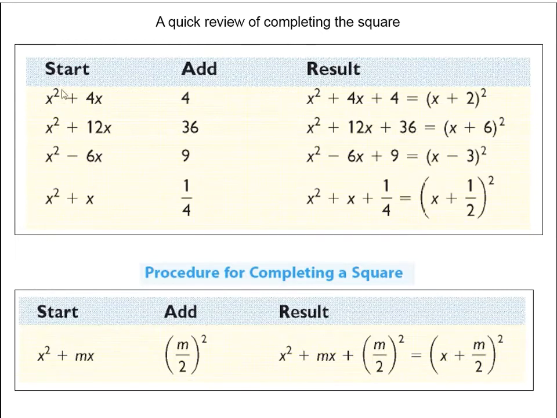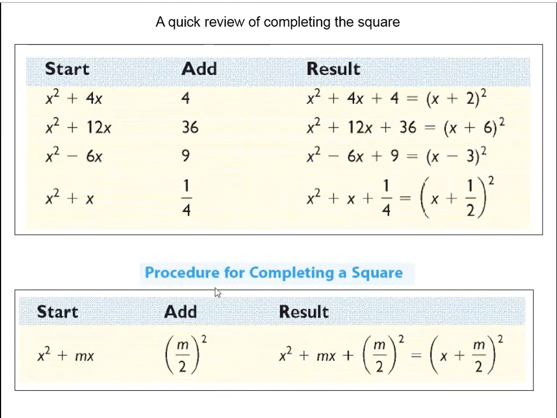Remember that if I have this expression here, x squared plus 4x, and I want to complete the square, what I'm going to do is add the number 4. So if I add 4, I'm going to get x squared plus 4x plus 4, and that factors as x plus 2 times x plus 2. Now that's what we call a perfect square trinomial. This factors as x plus 2 times x plus 2, which is x plus 2 squared.